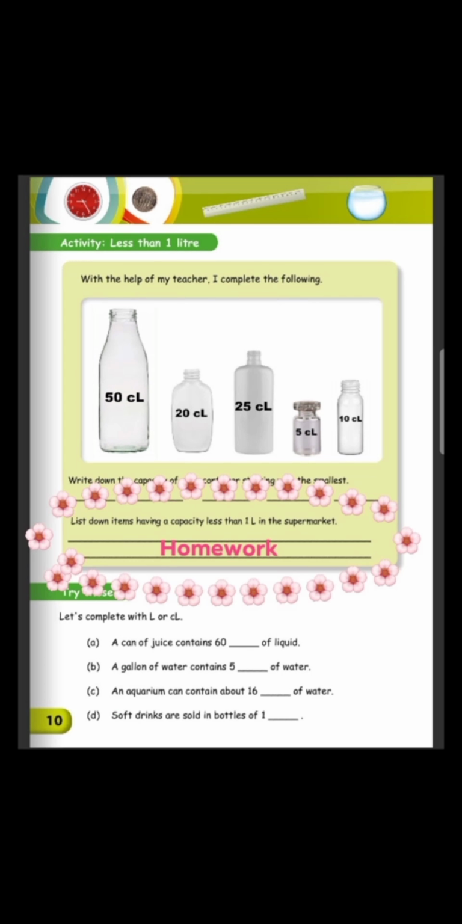This part will be your homework. List down items having a capacity less than 1 liter in the supermarket. So you're going to ask your parents to help you to find items that have a capacity of less than 1 liter. For example, we can have 50 centiliters bottles of soft drinks. So you're going to ask your parents to help you out for this exercise.